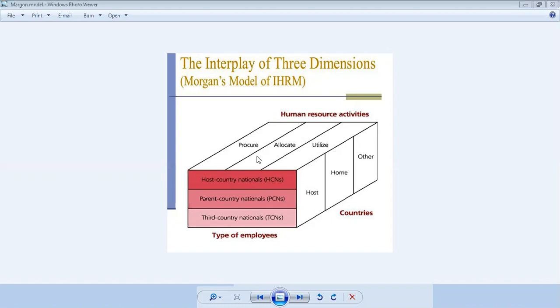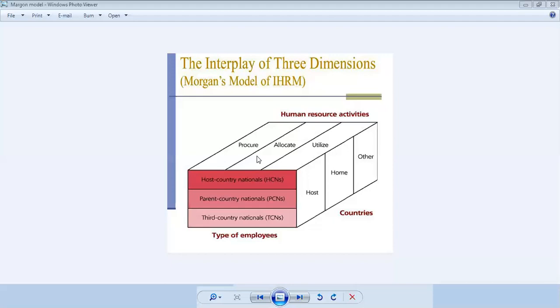Now we have different types of employees. We have HCNs, PCNs, and TCNs. See, HCNs are the host country nationals. Host country nationals, like those who are from the country where the subsidiary is, not the country having the headquarter. Such employees who belong to the host country are called HCNs.